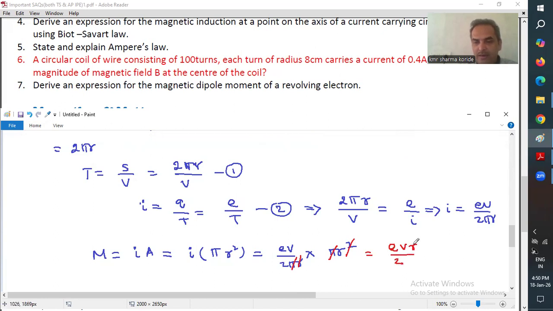We can also get the angular momentum if you multiply and divide with m. So E into MVR, where MVR is the angular momentum, by 2m. But of course, we can write up to this step only, EVR by 2. Up to here only we need to write for IPE.